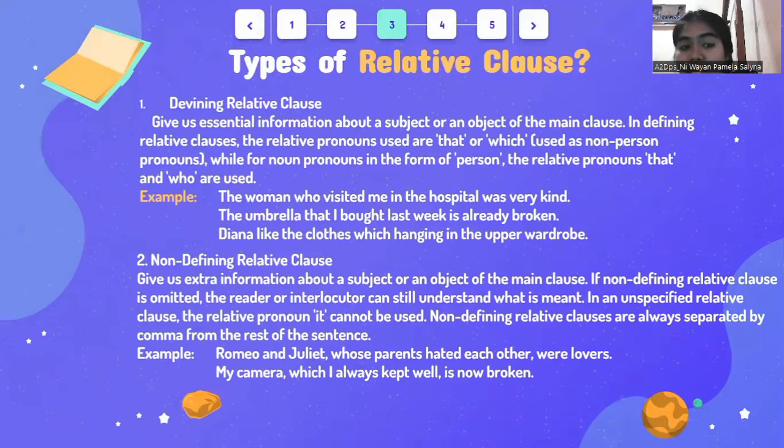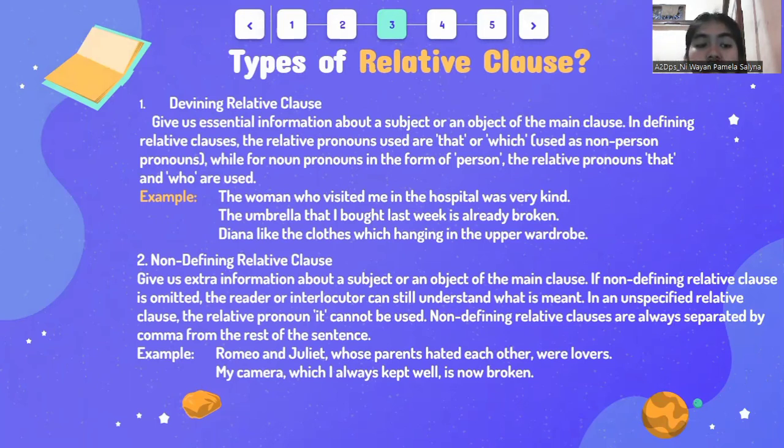For example: the woman who visited me in the hospital was very kind. And then, the umbrella that I bought last week is already broken. Number 3 is: Diana liked the clothes which hanging in the upper wardrobe.